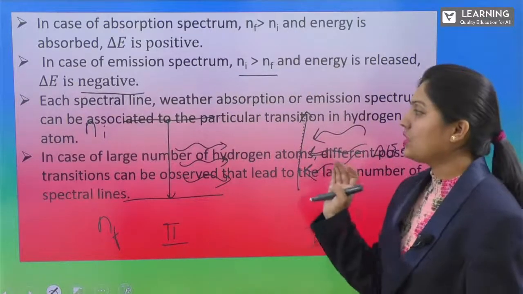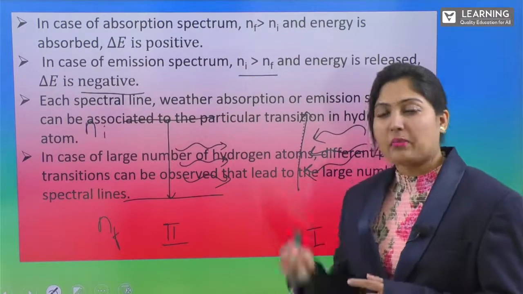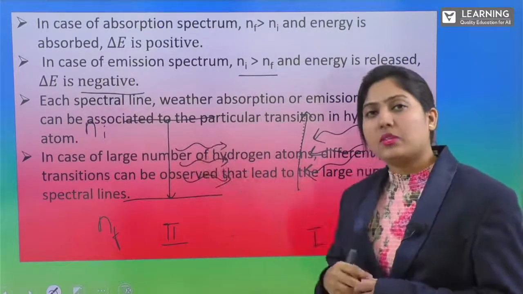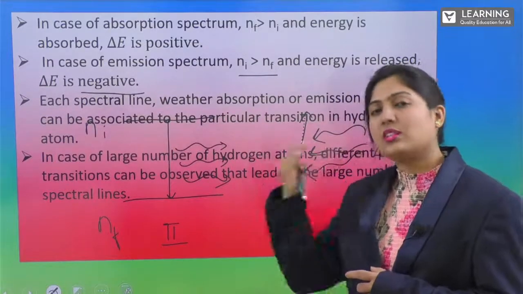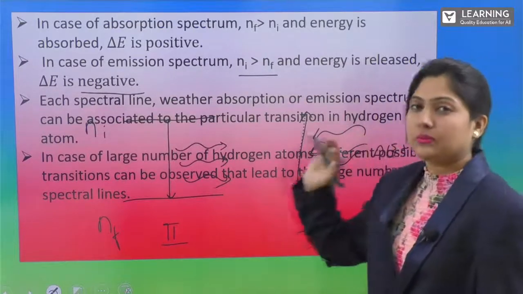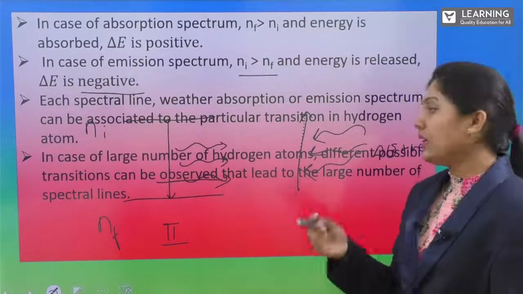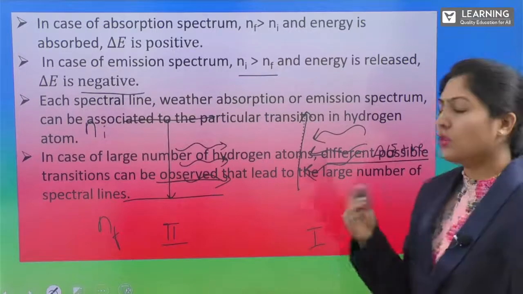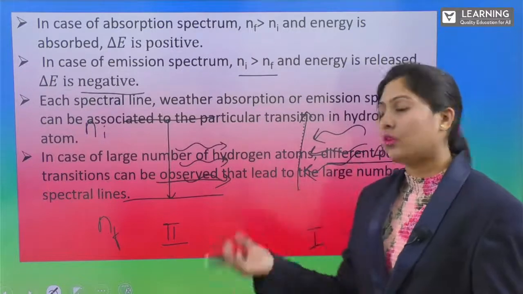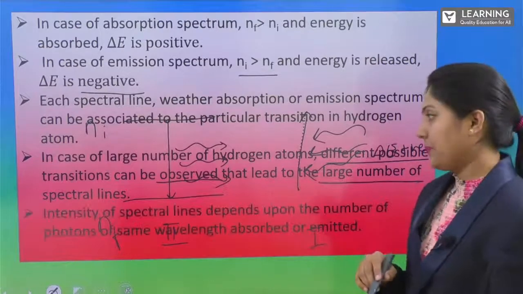In case of a large number of hydrogen atoms, if I take more hydrogen atoms, then what happens? Each hydrogen has its own electron, and all the electrons will be absorbing energy and getting excited. So transitions will be continuously occurring, and it will be very difficult for us to see how each transition is formed. Different possible transitions are occurring when you take more hydrogen atoms. That leads to a large number of spectral lines.